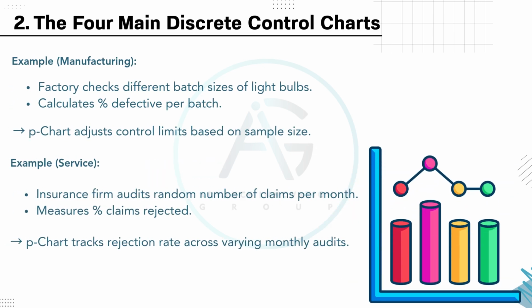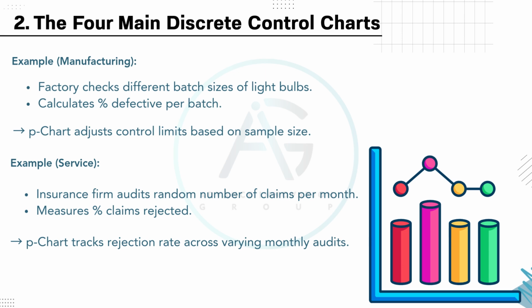Let's reinforce our understanding of the P chart with practical examples from both manufacturing and service industries. Manufacturing example. A factory inspects batches of light bulbs, but the batch size isn't always the same. They calculate the percentage of defective bulbs per batch. Since the sample size varies, a P chart is used to plot the proportion defective. The P chart dynamically adjusts its control limits based on the varying sample size, allowing consistent and fair evaluation. Service. Example. An insurance firm audits a random number of claims every month.